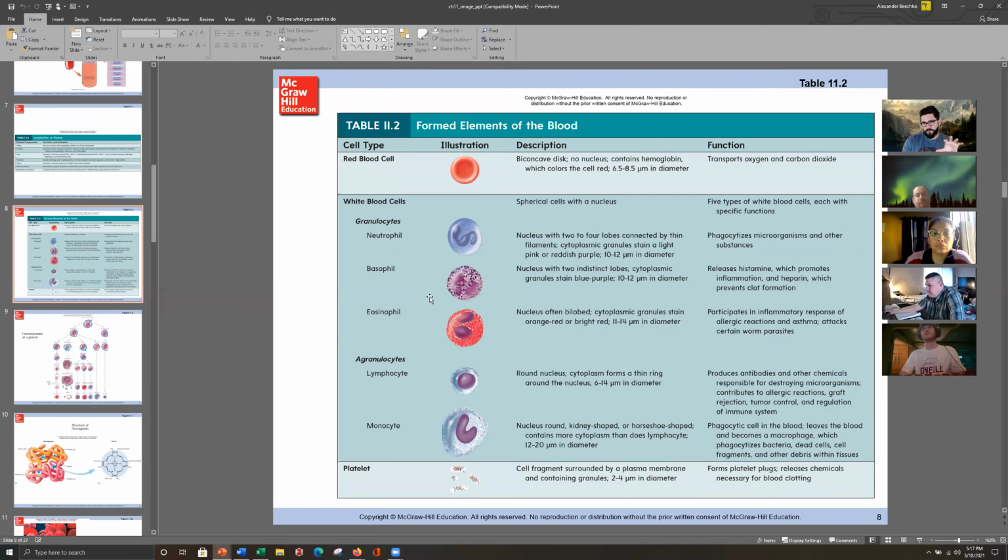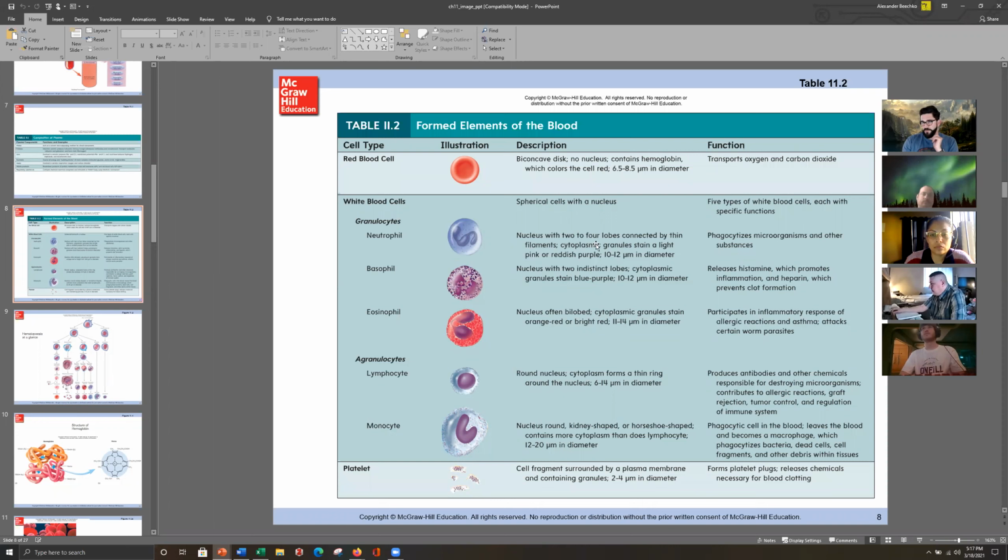Leukocytes can typically be broken up into two categories. We have granulocytes and then agranulocytes. The granulocytes are called that because they have these granular components in their cytoplasm that get stained and show up under a light microscope. So neutrophils are interesting.